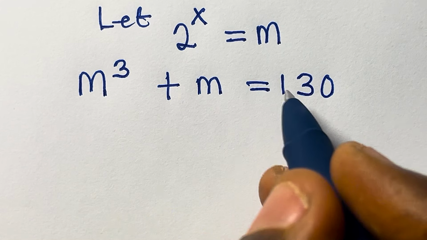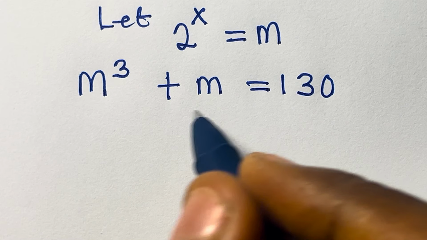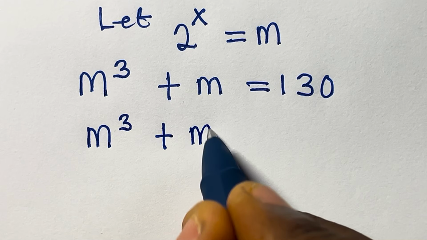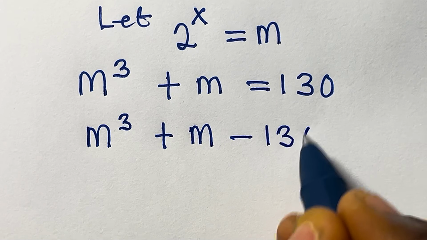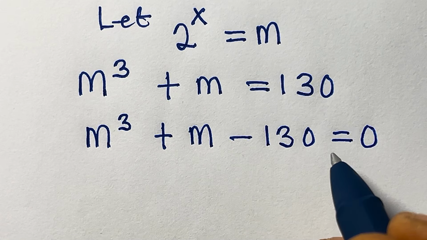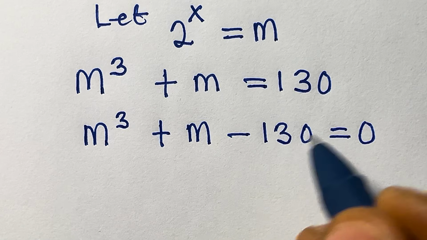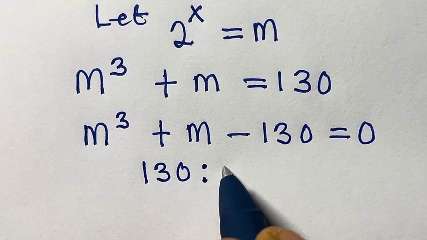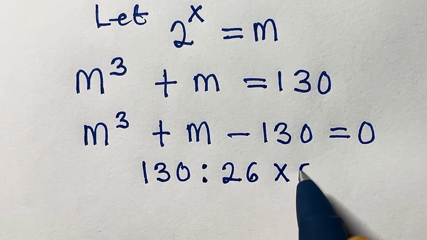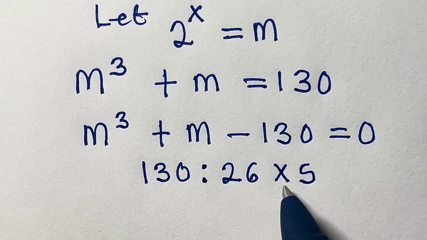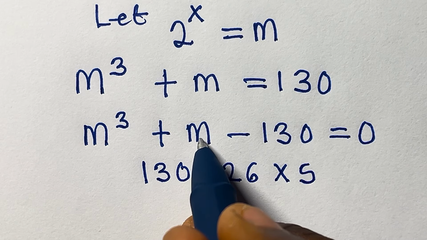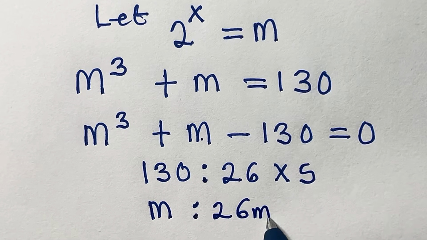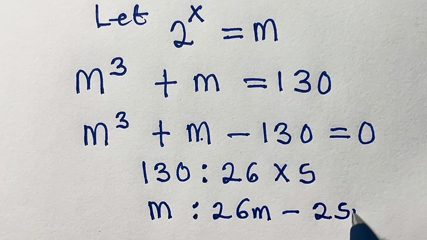So from here, we can transfer this 130 to this side. So we'll have m raised to power 3 plus m minus 130 equals 0. So now we can express 130 as the product of 26 and 5. And m also will be expressed as 26m minus 25m.